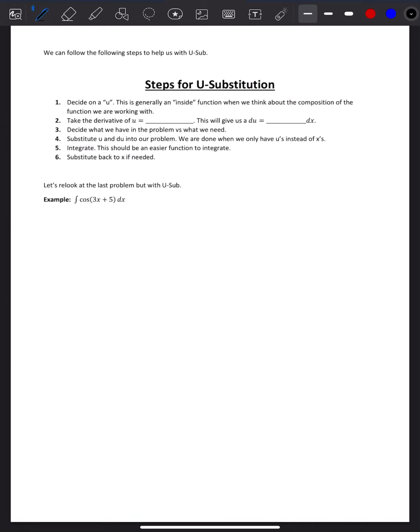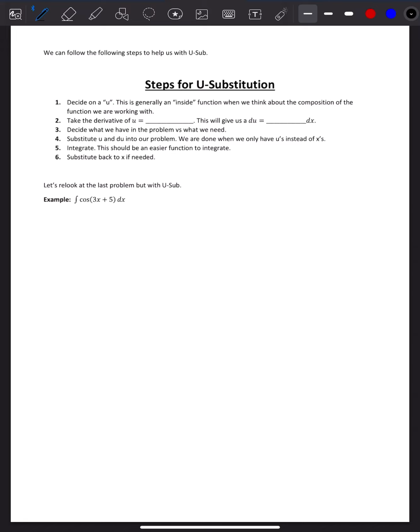Okay, so let's talk about one of my personal favorite things, U substitution. We can do the same thing whenever we see chain rule and use this thing called U substitution, where we change what our function looks like in order to make it easier. The first thing we're going to do is decide on what U is going to be. Generally, it's going to be our inside function when we think about that composition of functions for our chain rule.